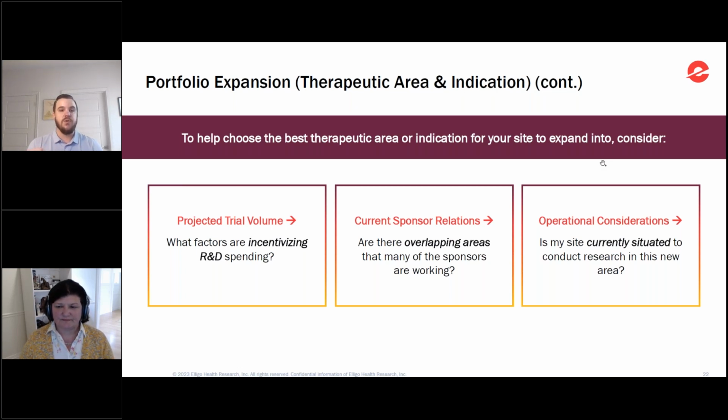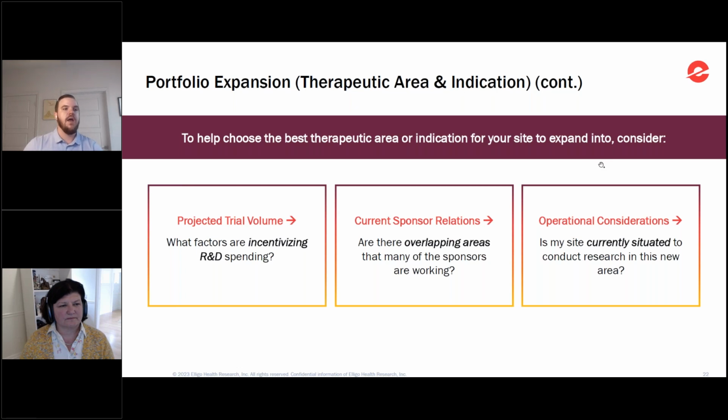So a good way to benchmark that, aside from any sort of industry statistics you can get, is thinking about the factors that are incentivizing research and development spending in that area. This is something that Dawn had alluded to, right? It could be an increase in the prevalence of a particular disease or disease state. It could be an increase in just the public awareness, right? Which we've seen with a number of things like COVID, obesity over the last 20 years, and even indications such as NASH.